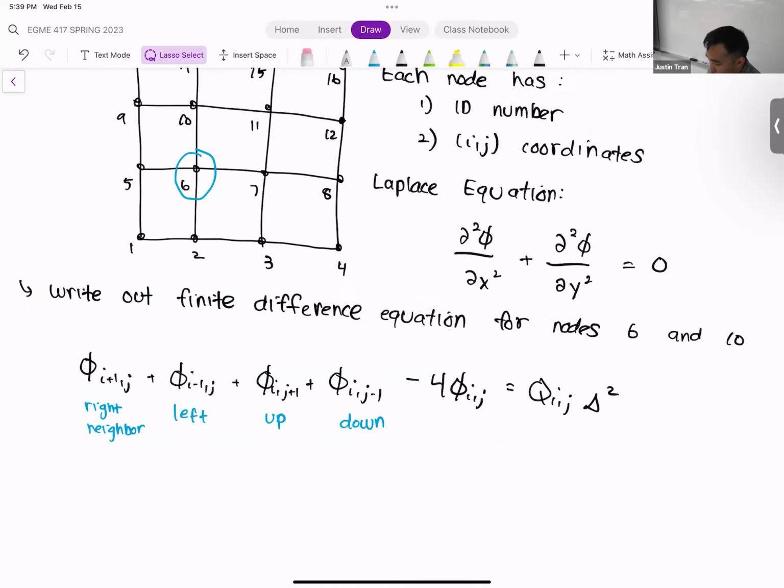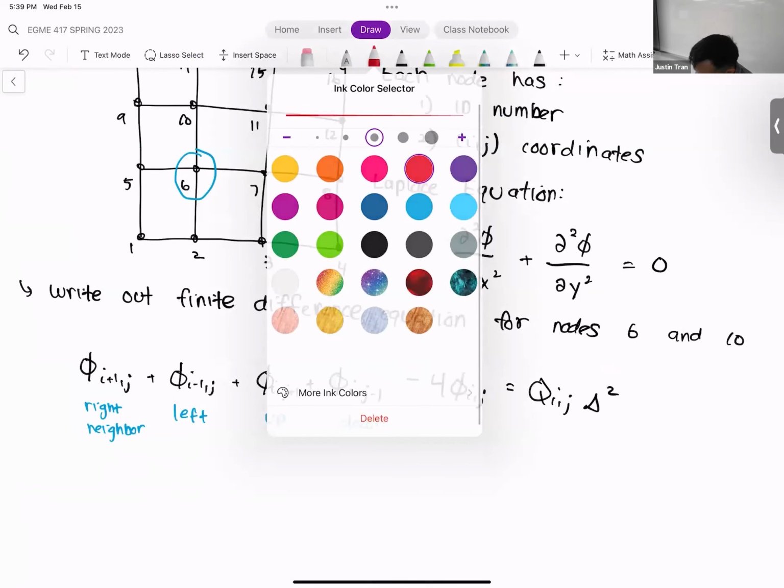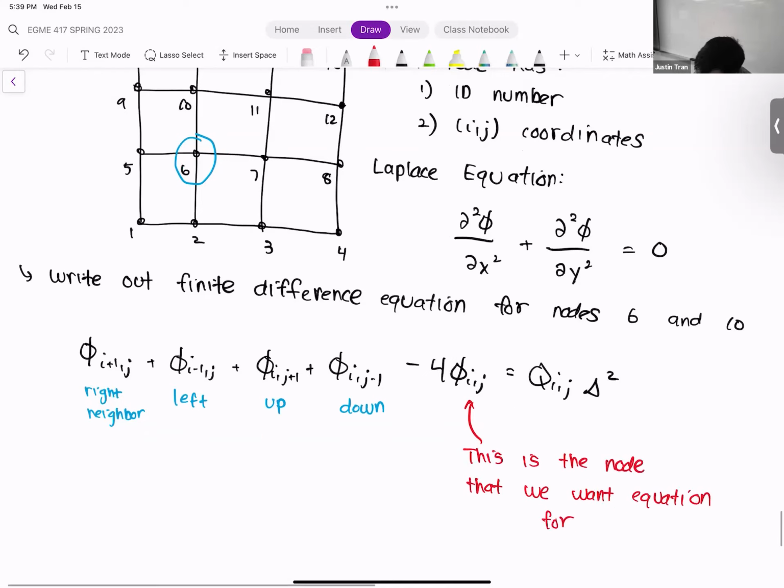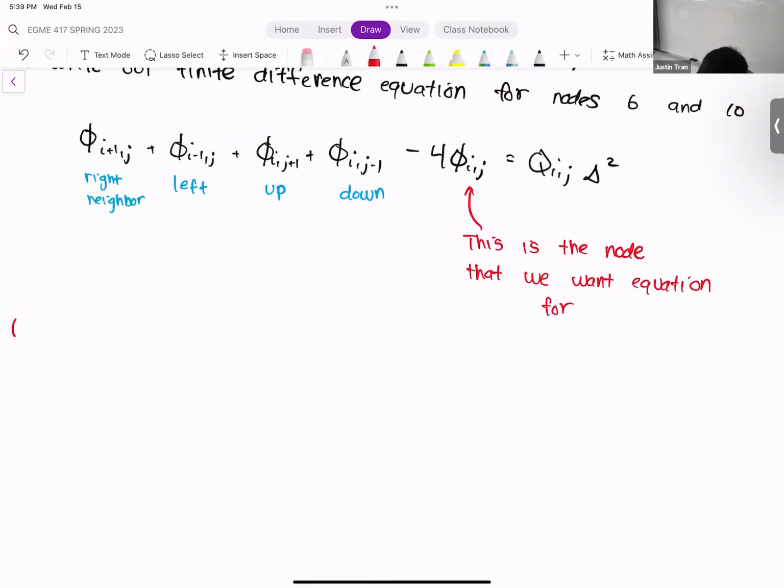And so, when we say node 6, it refers to this node right here. When we look at phi ij, it is always going to be the node in question, or you can almost think of it as the main node. All right, so let's go ahead and apply that for node 6.